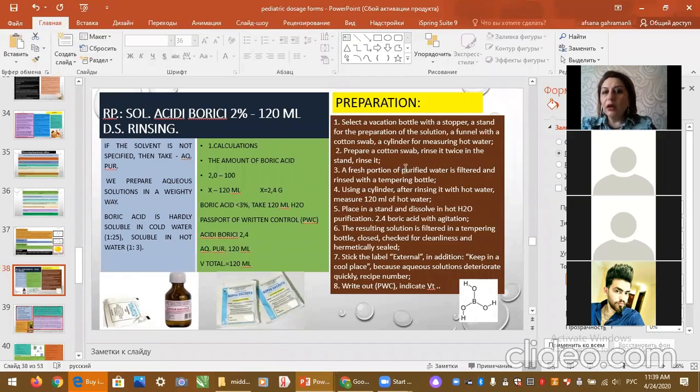Yes. And preparation steps. Stage of preparation. At first, we select a dispensing bottle with a stopper, a stand for the preparation of the solution, a funnel with the cotton swab, a cylinder for measuring hot water. Because acidum boricum is dissolved in hot water, not cold water. Prepare a cotton swab, rinse it twice in the stand. A fresh portion of purified water is filtered and rinsed with a temperate bottle.